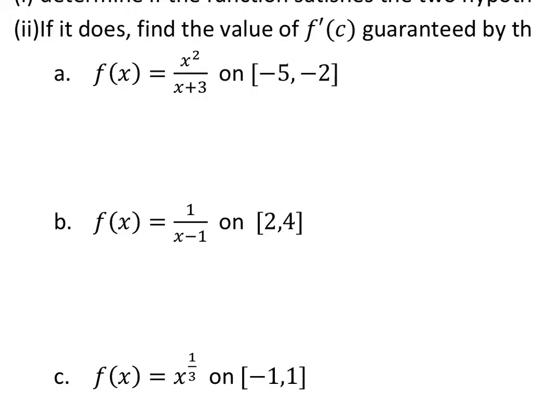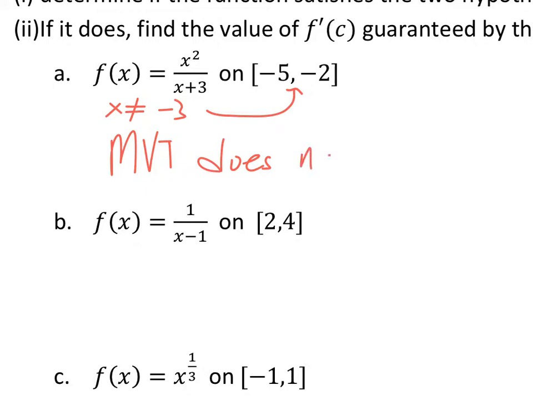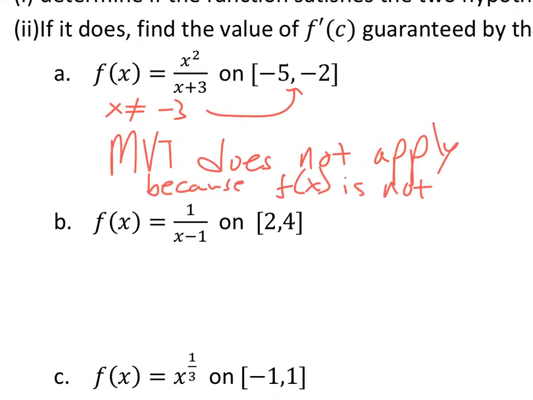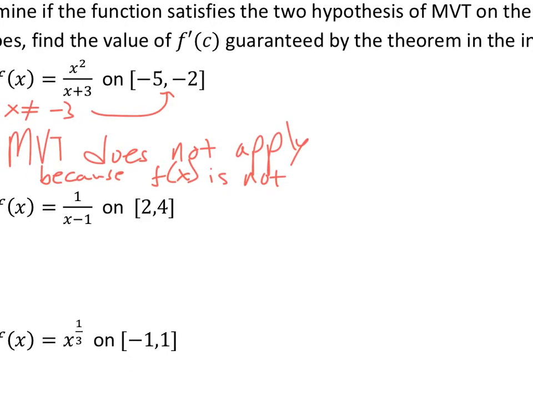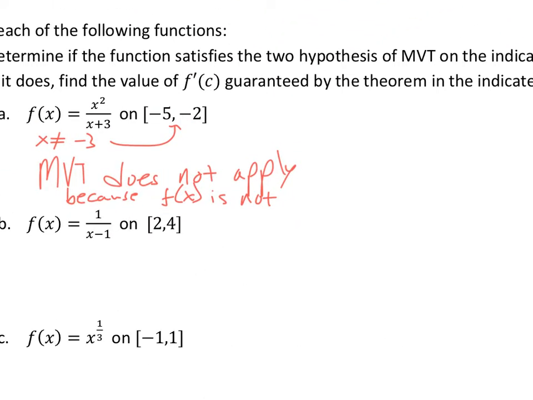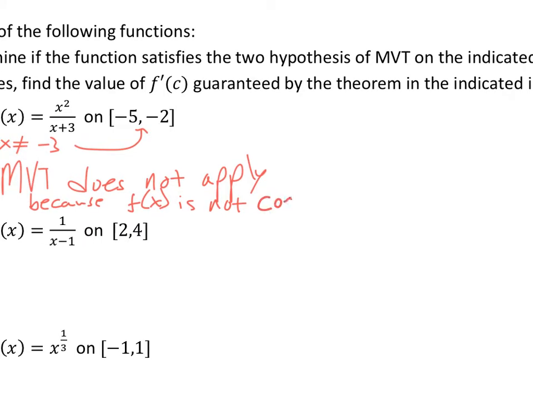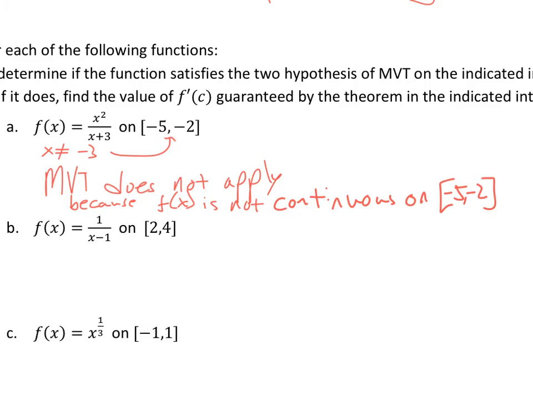And is it continuous? All right, so this is a rational function. So we know on this rational function, x cannot be -3. And is -3 on this interval? It sure is. So there's a break on this graph in that interval. So we can say MVT does not apply because it's not continuous. It's got to be continuous and differentiable. So it's not continuous on the interval here. All right, that's the idea there.